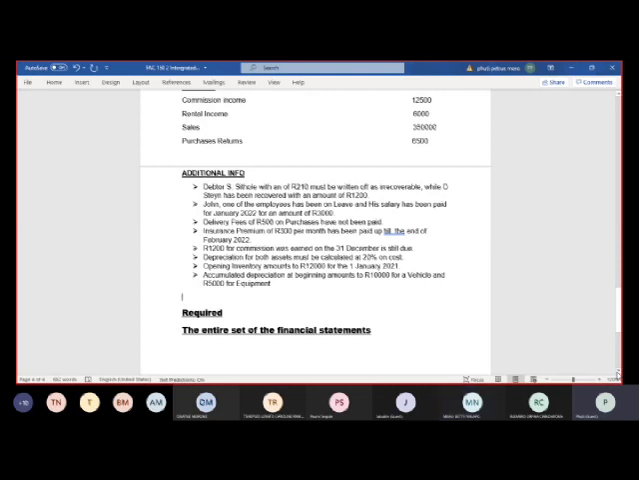Adjustment number 2: John, one of the employees, has been on leave and his salary has been paid for January 2022 with an amount of 3,000 rand. What do we do here? How do you adjust it? We leave out the 3,000 because it relates to the next financial year.